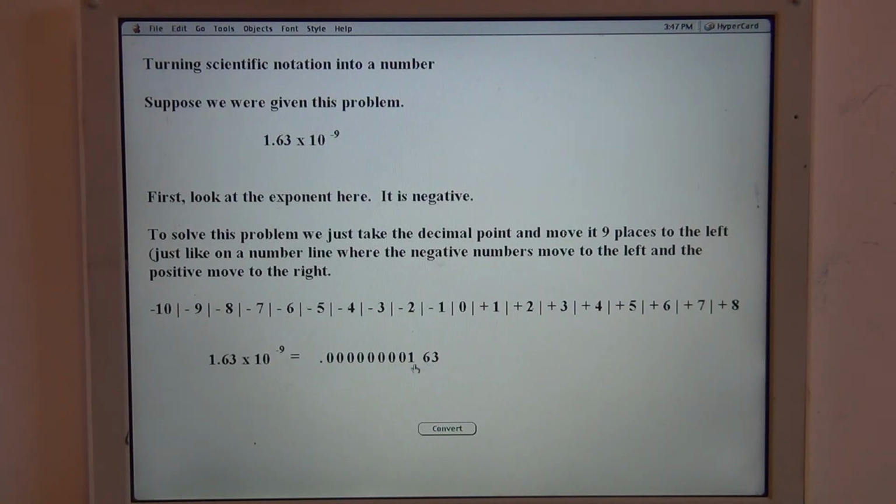Okay, the decimal point was here, right here. We had 1.6, and we moved it 9 places. 1, 2, 3, 4, 5, 6, 7, 8, 9. So, fairly simple skill. If this were 1.36 times 10 to the positive 9, then we would have moved the decimal point 9 places to the right. But since it's negative, we move it 9 places to the left.